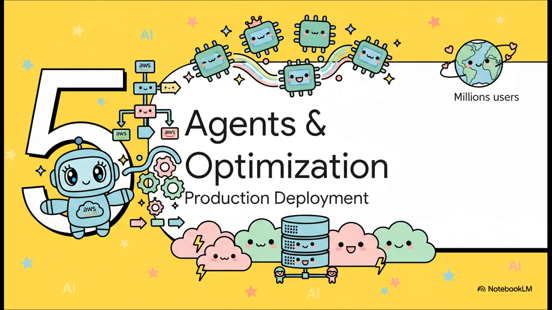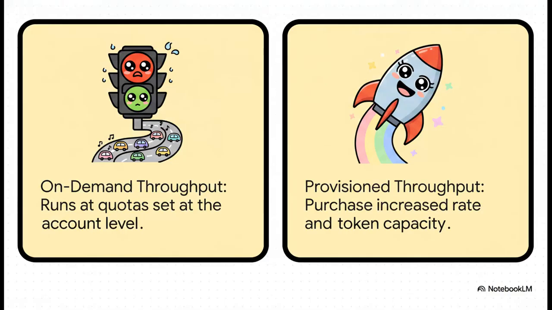And that brings us to our final section, Section 5, AI Agents and Optimization. We're looking at agents and production optimization. When you push an app to production, you run into scale. So the crucial point here is understanding the difference between ODT and PT. On-demand throughput, or ODT, is your default pay-as-you-go model. But here's the catch. It's restricted by your account-level quotas. If your app goes viral, you might get throttled.